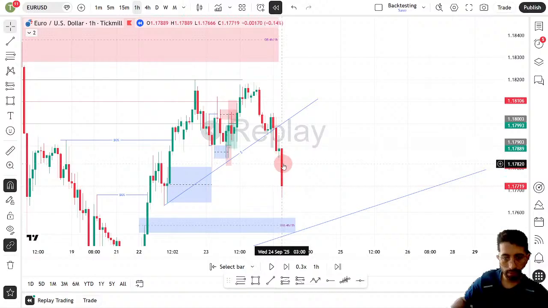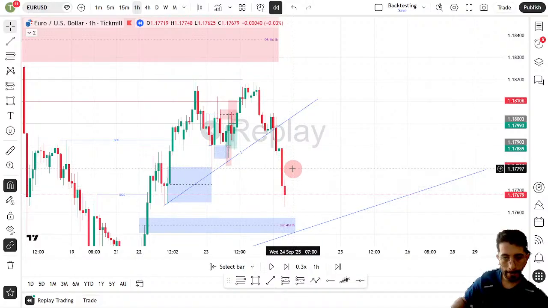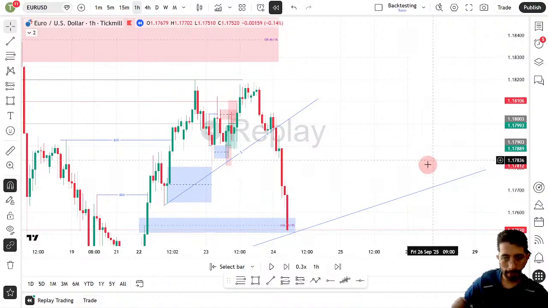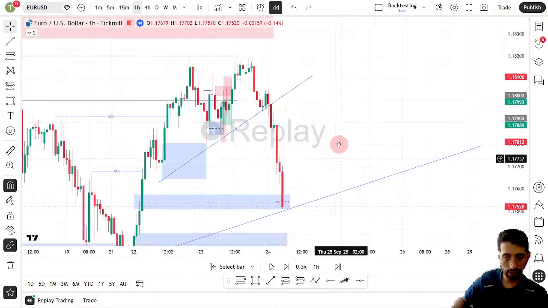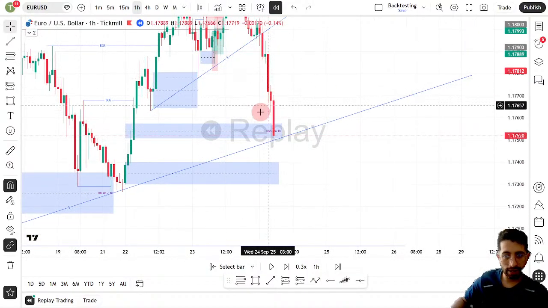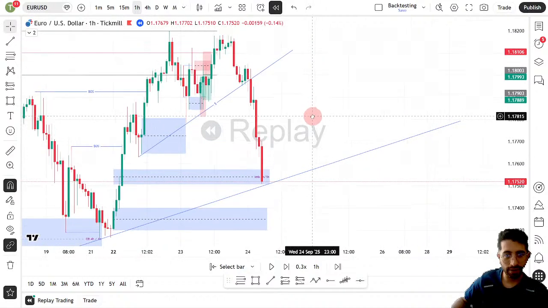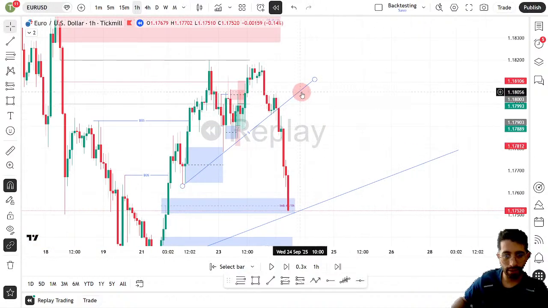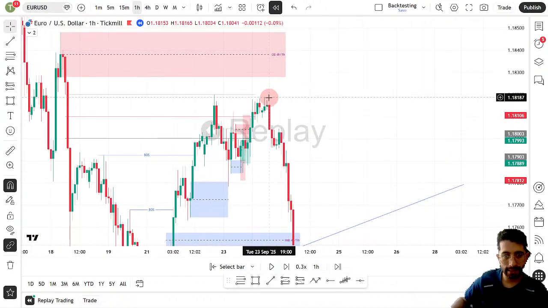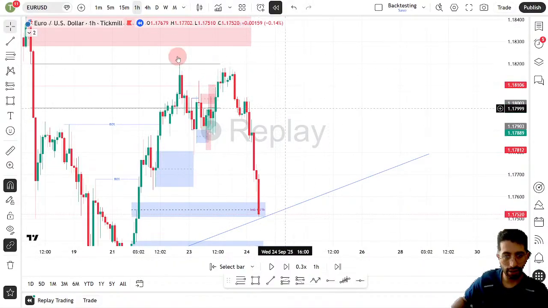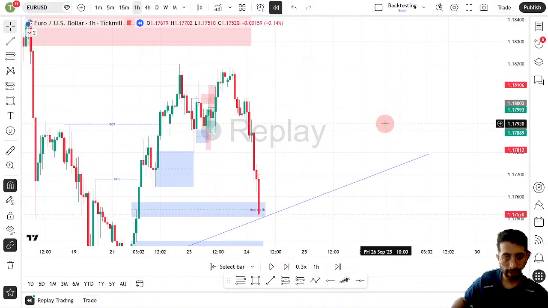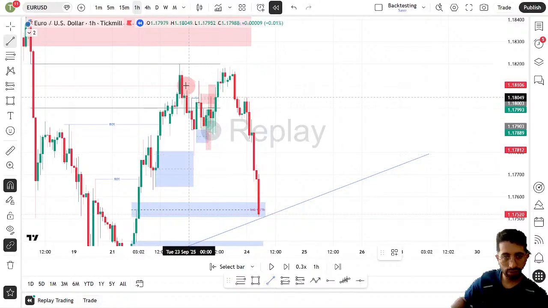Yep, look here. 3 a.m., 4 a.m., 5 a.m. Yeah, maybe we will have a reaction here, but I'm not very sure. And now let's put the next. This could be the beginning of a range in 1 hour. Why? Because the price has made a break of structure. So it took the liquidity of these highs.